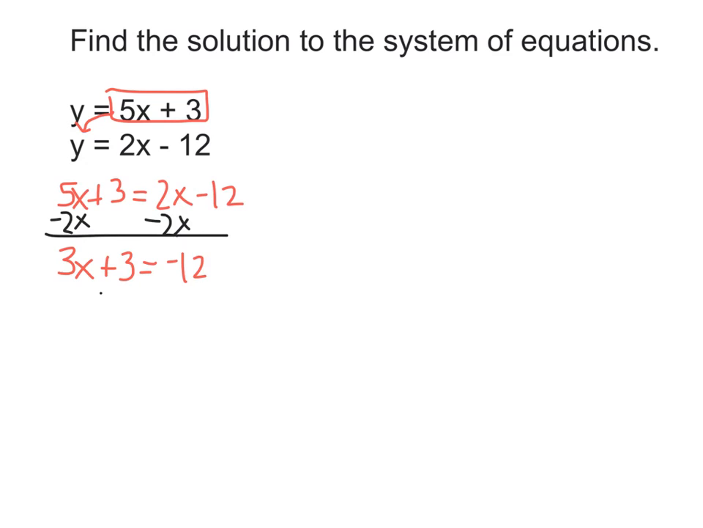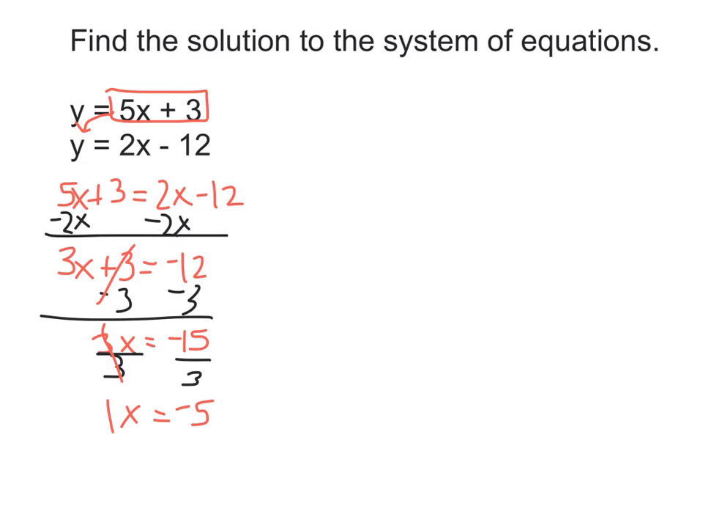All right, now we will subtract 3 from both sides. And we get 3x equals negative 15, because negative 12 minus 3 is negative 15. These canceled. And lastly, we solve for x by dividing by 3 on both sides. 3 divided by 3 is 1, so we have 1x equals negative 5. Now once we solve and we get x equals negative 5, you have to be really careful. That is not our final solution.